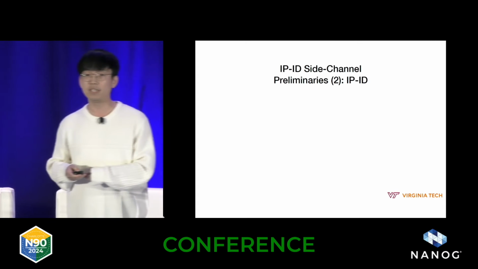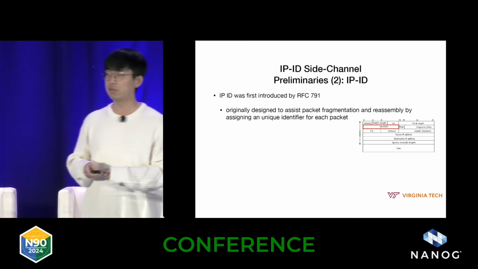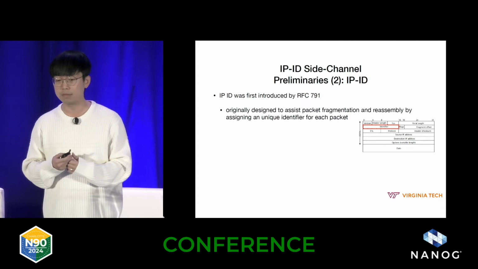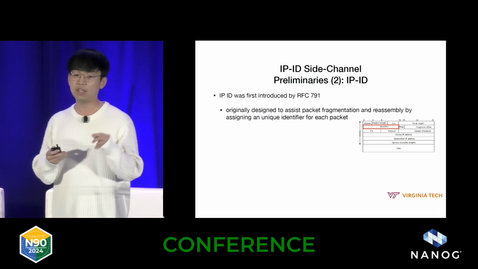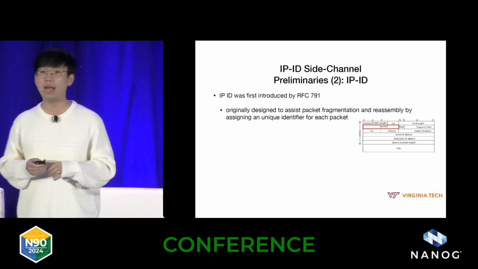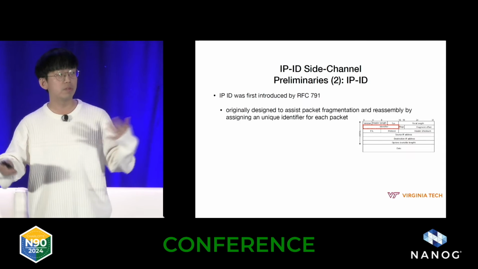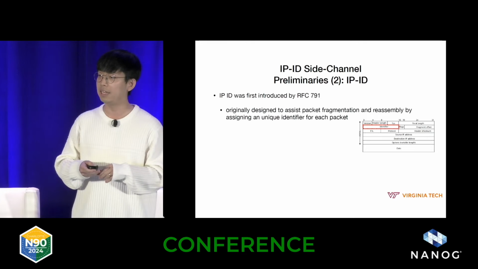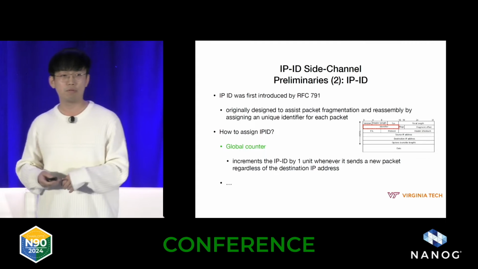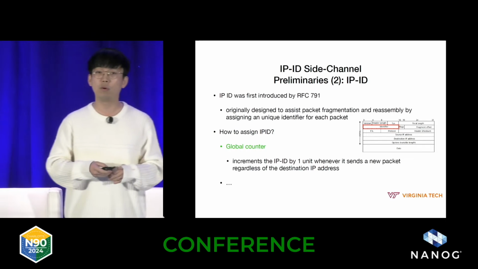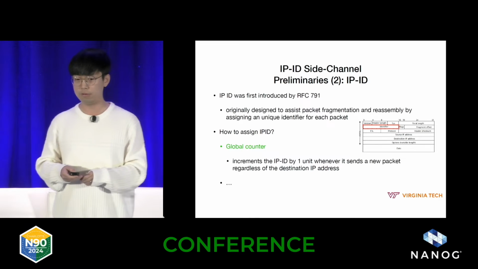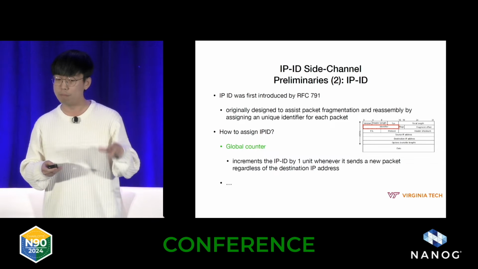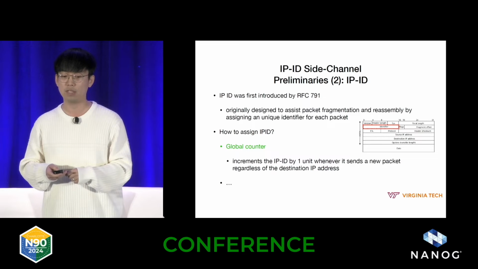Another preliminary is IP-ID. IP-ID was first introduced by RFC 791, originally designed to assist packet fragmentation reassembly by assigning a unique identifier to each packet. There are multiple schemes to assign an IP-ID to each packet. Sometimes it can be random, or the oldest methodology is a global counter, which increments the IP-ID value by 1 whenever it sends a new packet, regardless of the destination IP address.